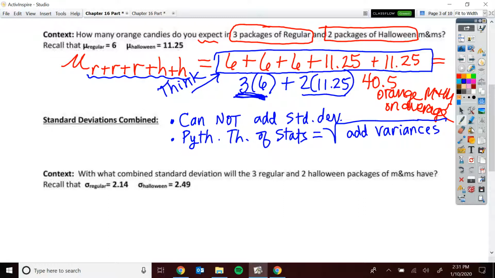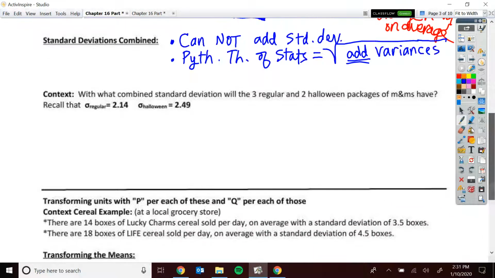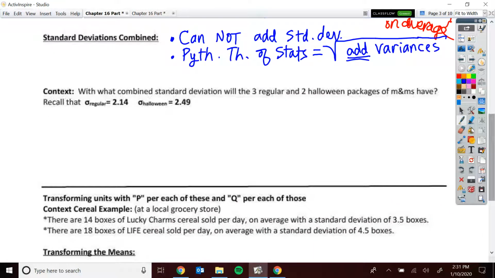And also what we just talked about, remember our cereal example, where even if I'm subtracting their means, their standard deviations are always adding, even if you're subtracting the means. Okay, so how would that look for this situation? What would be the combined standard deviation of 3 regular and 2 Halloween packages? We know there's going to be 40.5 orange M&Ms on average, but with what variability? So let's see how that would look.